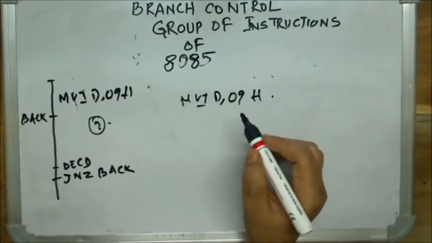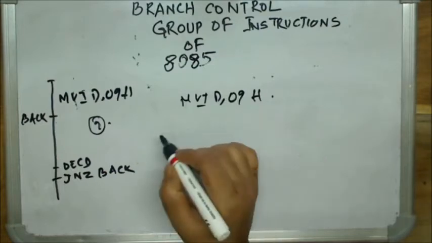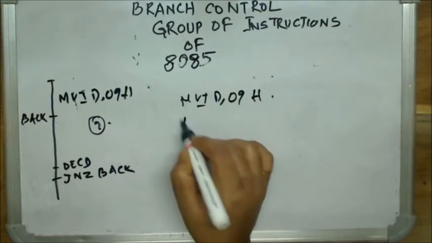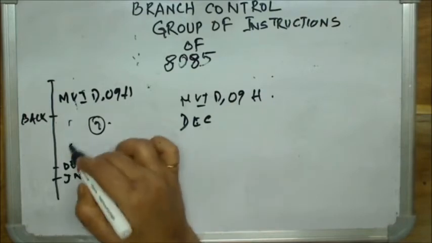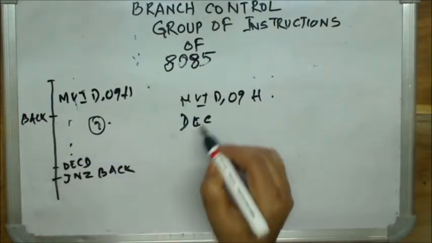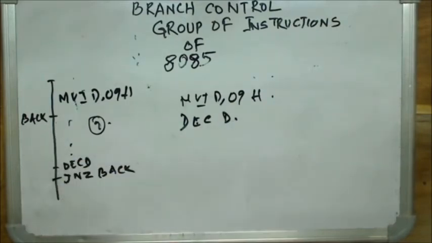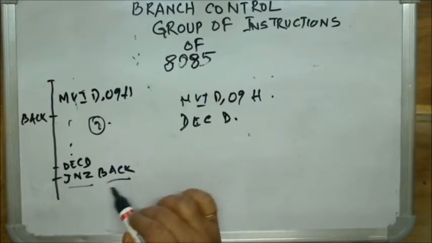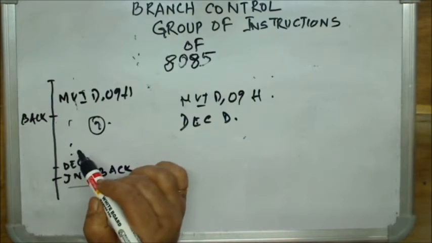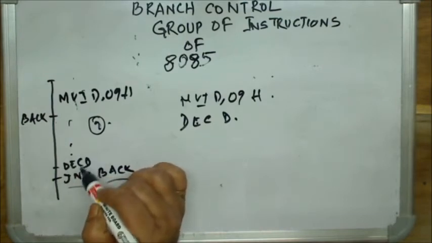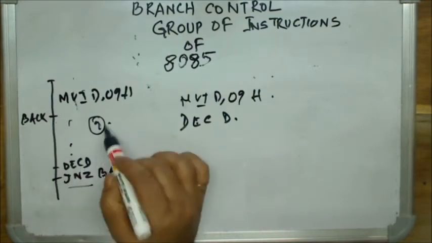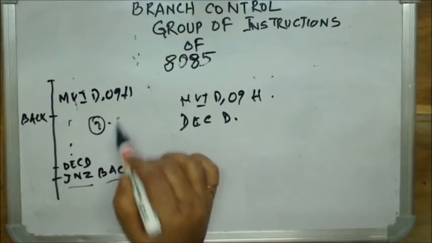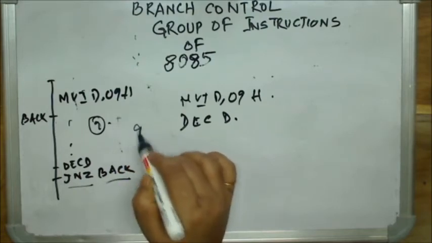Then it will run these instructions, then decrement the counter register D, DECD. Then jump if not zero, I put a label back. It will go back, so it jumps until D becomes 0. So this is how you make a loop, and this loop will do exactly 9 iterations.